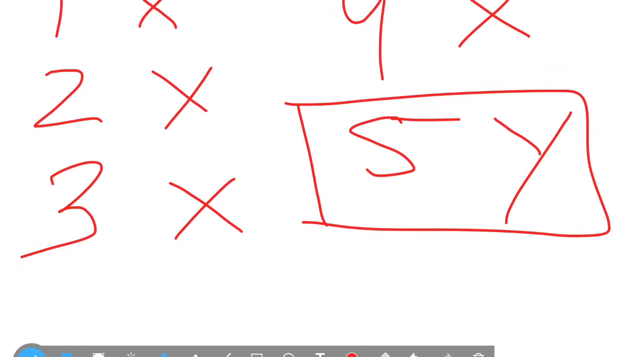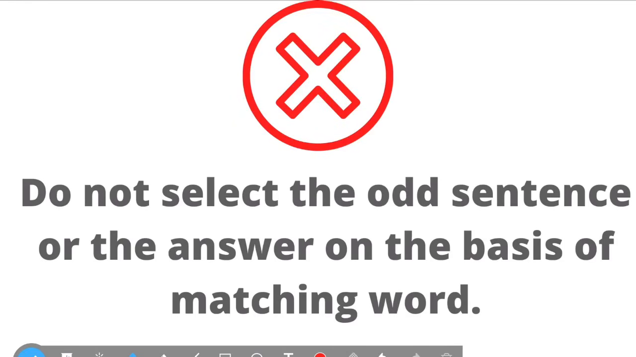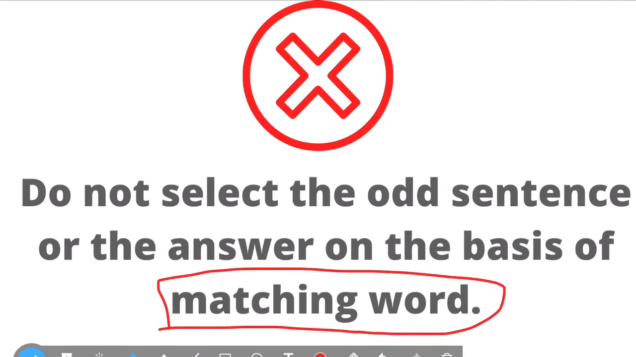Maybe the paragraph from where these 5 lines have been taken is talking about the difference between chocolate and ice cream. So the 5th sentence was actually the starting point. So never ever select the option on the basis of a matching word. So this is a big no. This is the first mistake or blunder that you must not make.